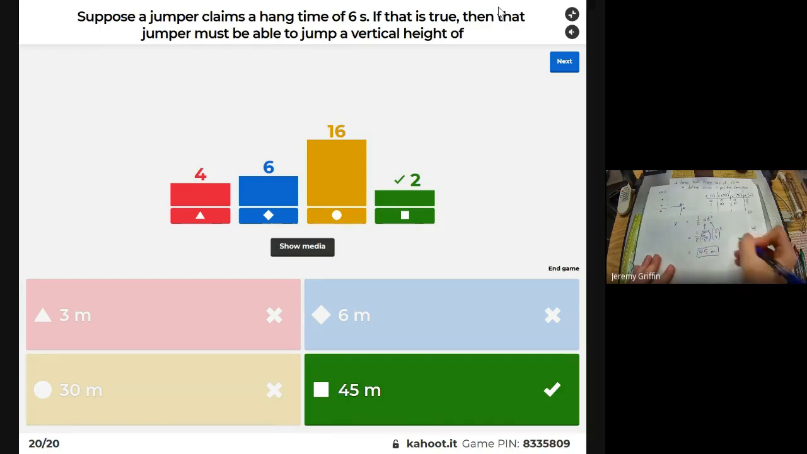Yeah, that's it. So if you threw a ball and somebody was timing it and it was in the air for 6 seconds, how high did the ball go?